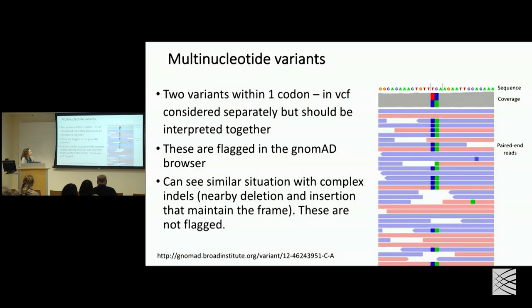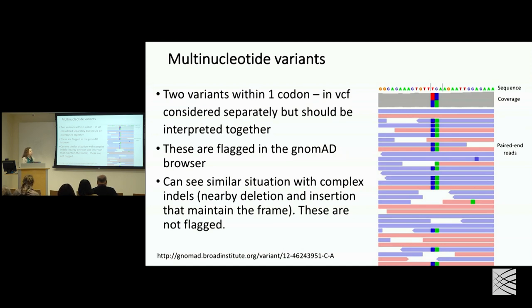Multinucleotide variants are interesting. Those are when the VCF actually calls each of these variants separately. But really, when they're in cis, you should be interpreting them together if they're within the same codon, as these two are. These are actually flagged in the gnomAD browser now, and I'm going to show you that in the next slide.